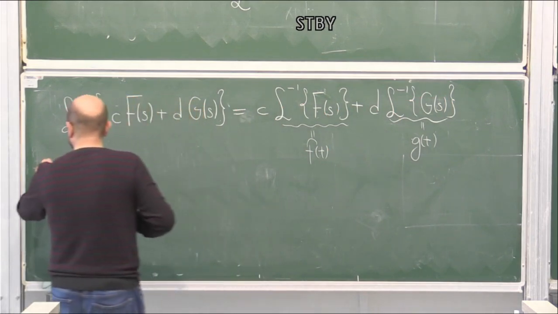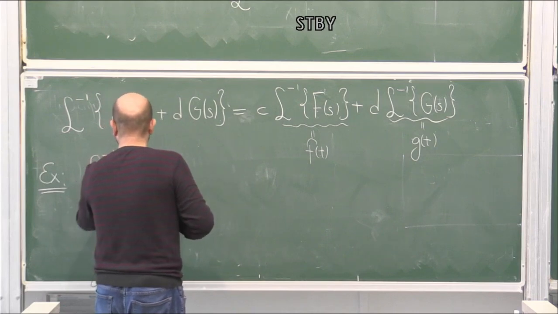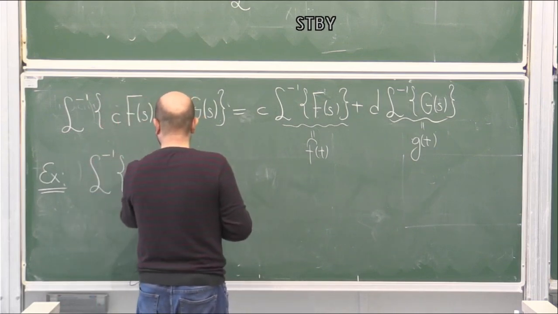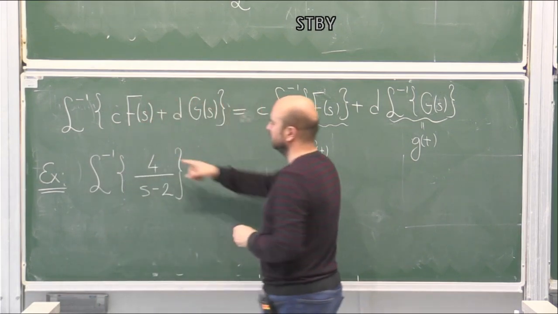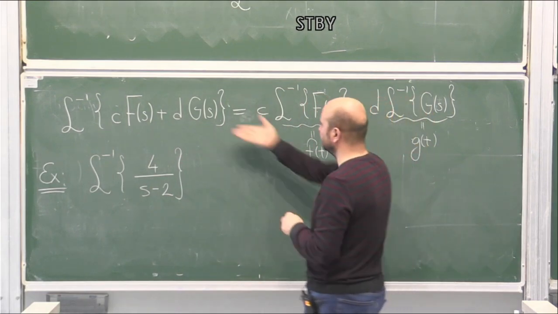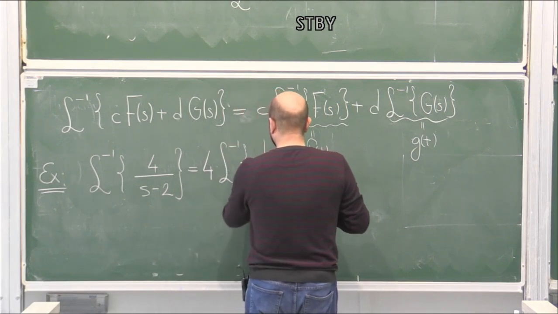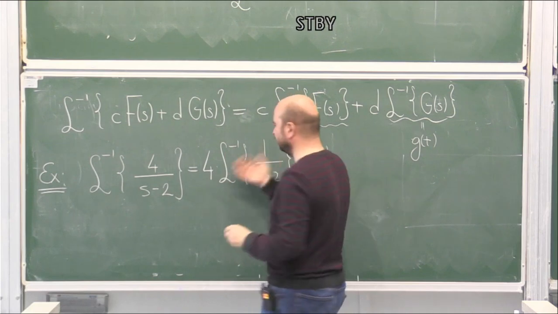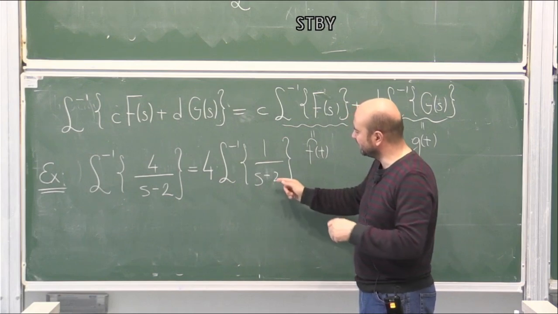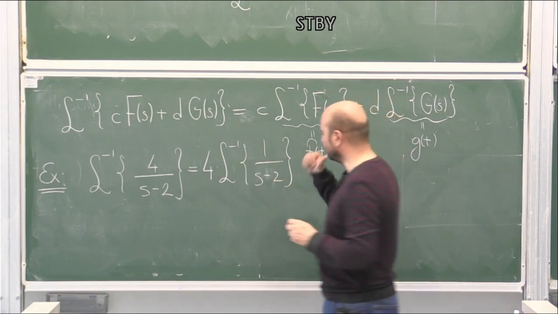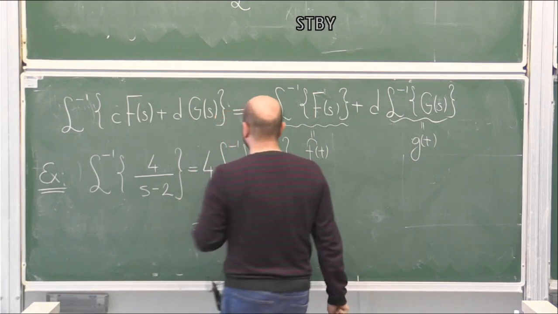So if you want to see some examples, for example, Laplace inverse of 4 over s minus 2. Now, 4 is not important here because you can always take it out from this property. So this is 4 times the Laplace inverse of 1 over s minus 2. And we know from our previous calculations, 1 over s minus 2 is the Laplace of e to the 2t. So now this is going to be 4 times e to the 2t. This is what we have.